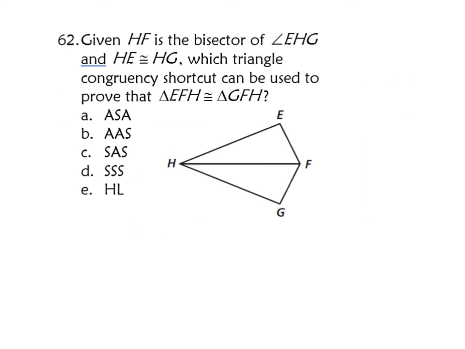Okay, so the next set of problems are multiple choice. So I'm just going to walk through each of those. For 62, it says HF is the bisector of angle EHG, which means these two angles are congruent. HE is congruent to HG. Which triangle congruency shortcut can be used? Well, I know HF is congruent to itself, so this is side angle side.